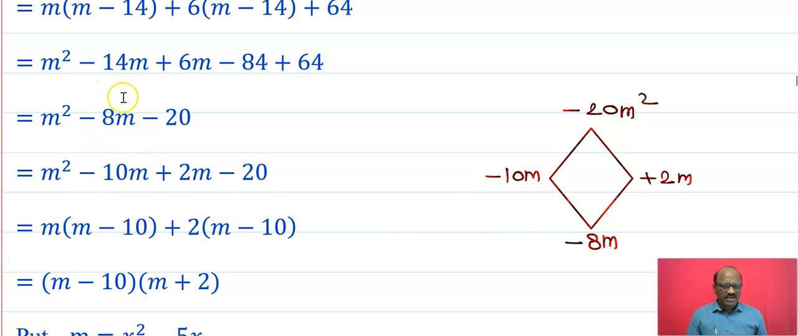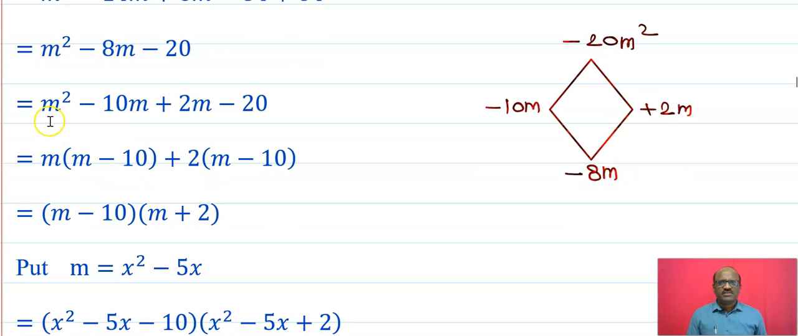Therefore we have replaced minus 8m as minus 10m plus 2m. Now take m as common from the first two terms, then in bracket you will get m minus 10. From the last two terms, you will take the common m, in bracket you will get m minus 10.